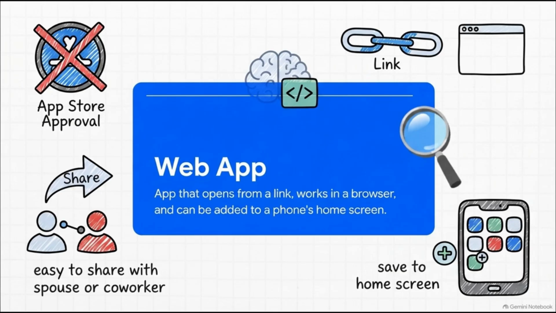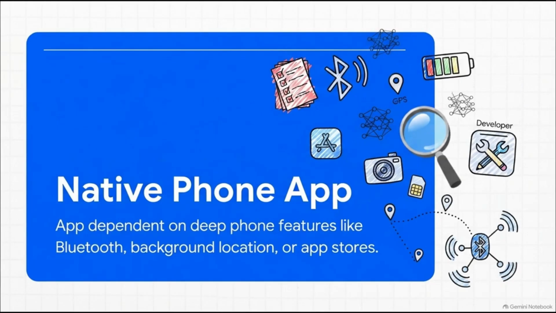Now, the third shape is a native phone app. This is usually what pops into our heads when we hear the word app. But, full warning here, this comes with a lot more headaches. We're talking App Store reviews, developer accounts, the whole shebang. You really should only go this route if your app absolutely demands deep, specific phone hardware, like reliable background location tracking or Bluetooth. If you don't need those, seriously, stick to the web app.